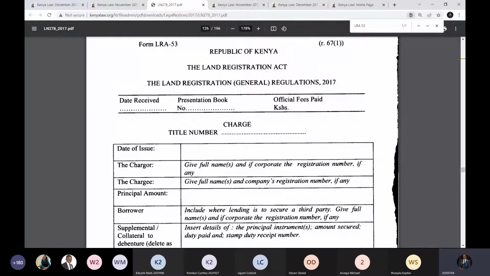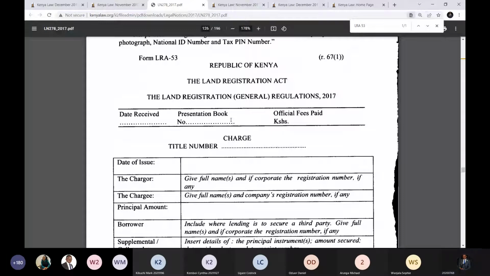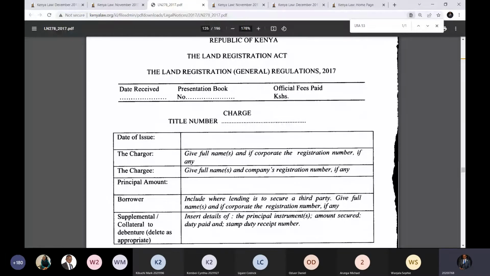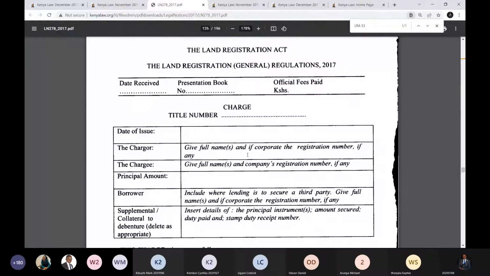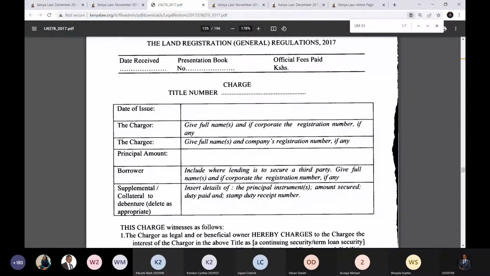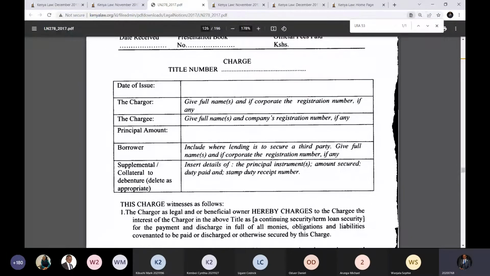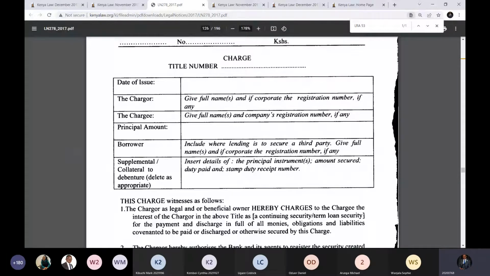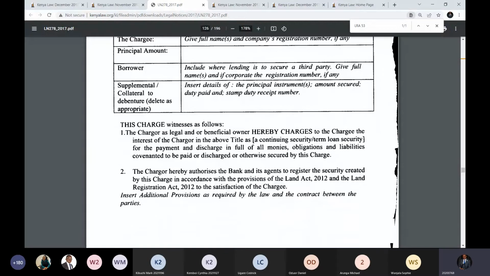So you have to have the title number over here. You have to have the date, the charger, who in this circumstance is Rudy, the chargee, Clyde Bank, and the amount that is being borrowed. There's no supplemental collateral in this circumstance. Supplemental collateral means whereby other than the charge, you have other collaterals that you will use.